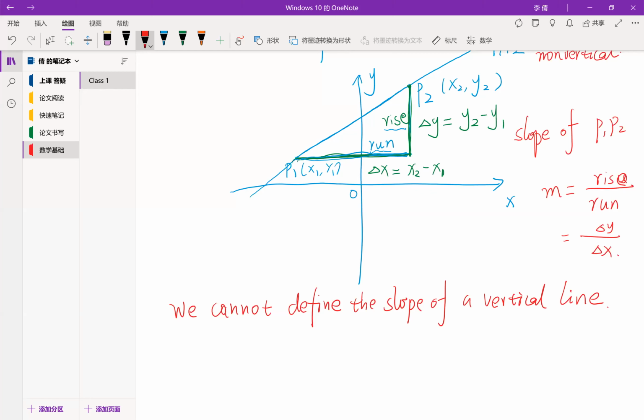And if this line is a vertical line, we can't define the slope of this vertical line. Okay, this is the slope of a line, and then we see the following.